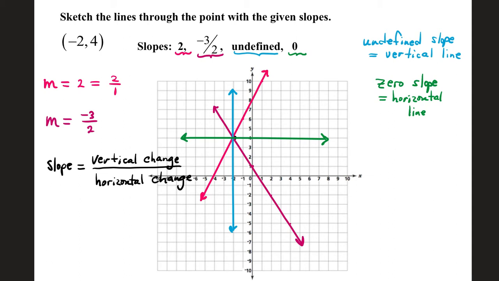Zero slope, the top of a fraction being 0 gives it a value of 0 overall, and that means there's no vertical change. Vertical would mean you have some up and down fluctuation, but if the vertical change has to be 0 in order for this fraction to be 0 overall, that forces you into a horizontal line through the point -2, 4.